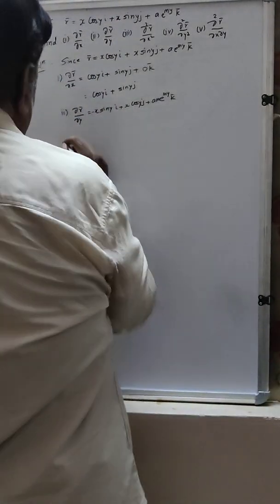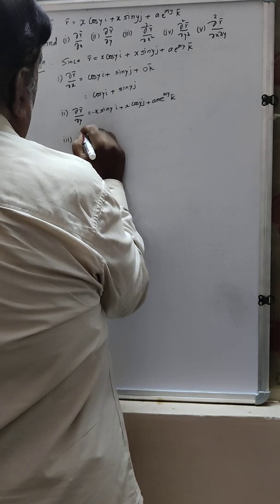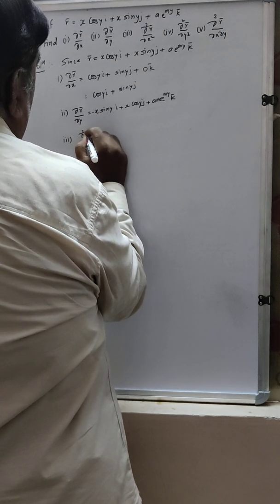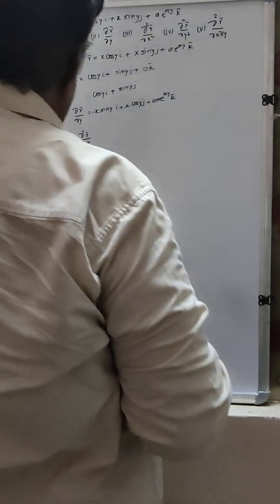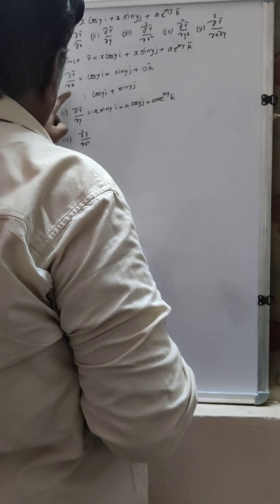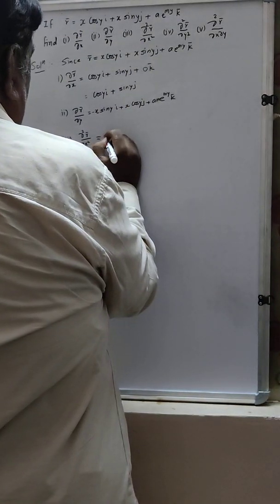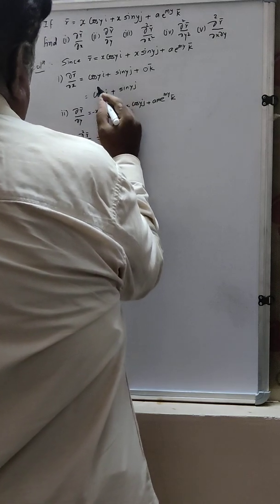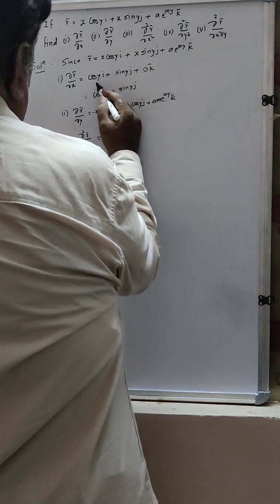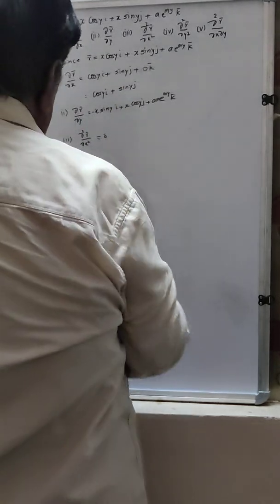Third one, ∂²r vector by ∂x². Differentiate ∂r vector by ∂x again with respect to x, we get 0 vector, because with respect to x, derivative of cos y is 0, derivative of sin y is 0. We get 0.